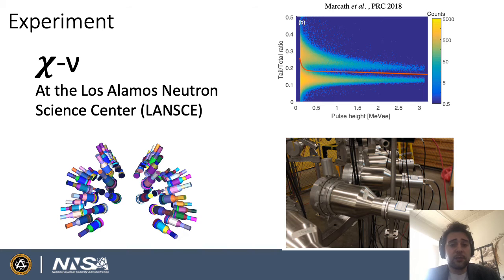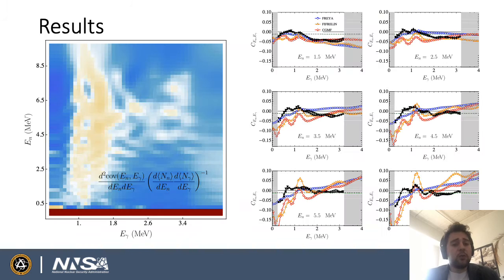Now, this detector system was actually designed for neutron detection, but it's well suited for the simultaneous investigation of neutron and gamma rays, thanks to the very good capabilities of these detectors to discriminate between neutrons and gamma rays using PSD.